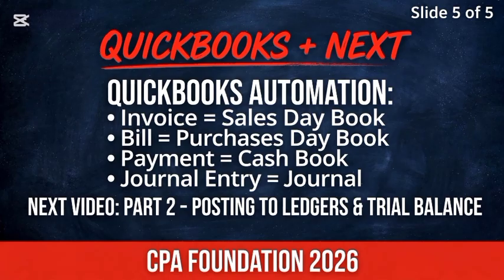That's part 1 done. We covered classification, posting, journal, strategy, and QuickBooks. In part 2, we will post to ledgers and prepare trial balance. That is where most students lose marks. Don't miss it. Homework: take 10 transactions and use mark first. C for cash, CR for credit, J for journal, R for returns.